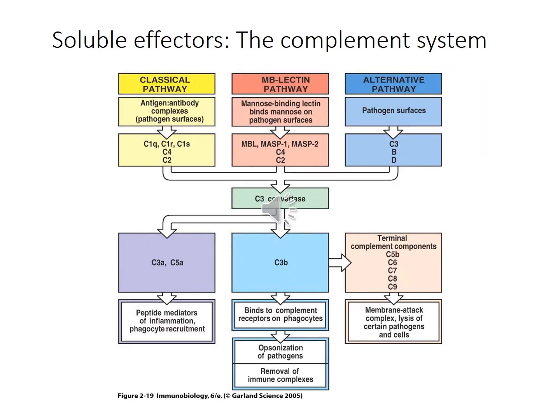So on this slide we have a slightly different view of the complement system and the soluble effectors. In the classical pathway we need an antibody or an antibody complex on a pathogen surface, and C1q will be activated by C1r and C1s, and this will in turn activate C4 and C2, and this cascade results in the C3 convertase.